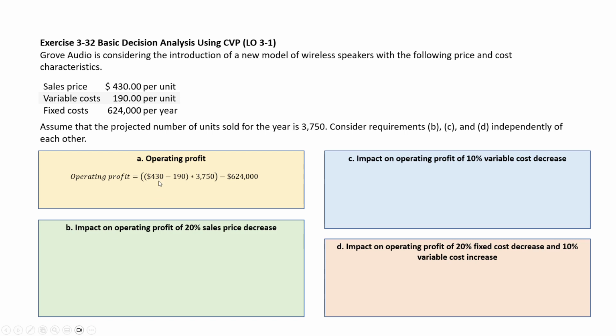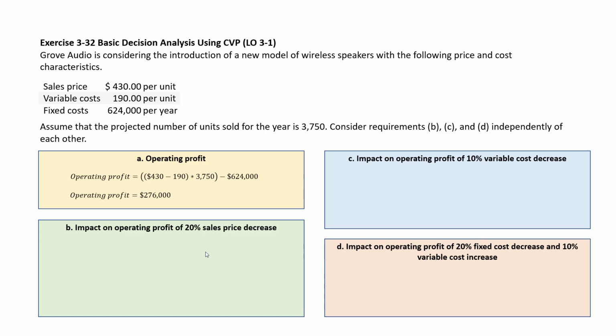I'm saying, what's the contribution margin per unit? That's what each unit is contributing. The selling price of $430 minus the variable cost of $190 means each unit would contribute $240. Times the 3,750 units would give us total contribution margin dollars. To get profit, now we only need to subtract out the fixed cost of $624,000, meaning our initial projection is operating profit of $276,000.